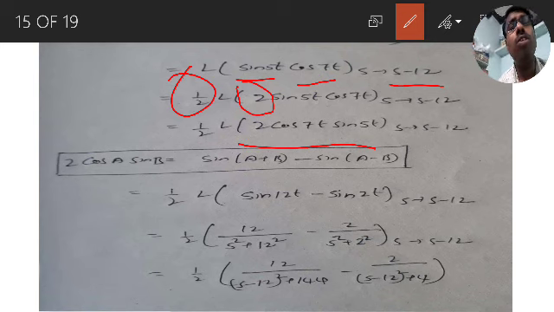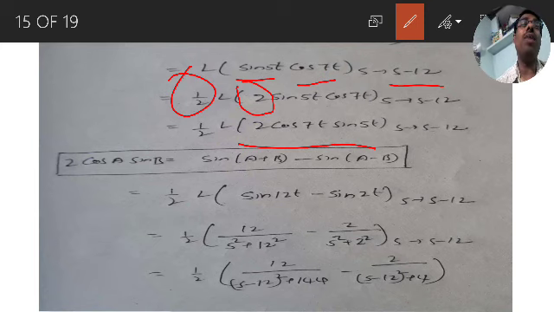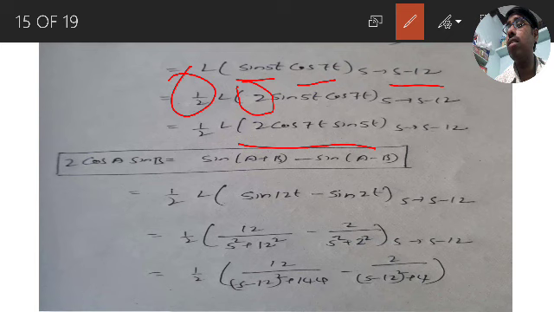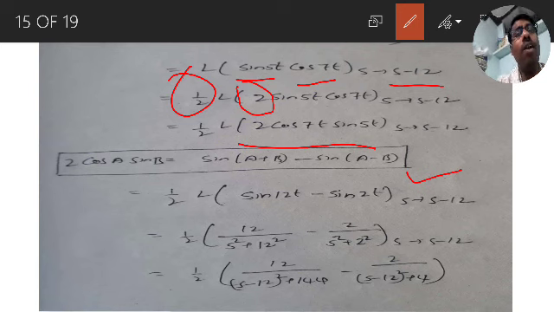Now the formula is 2 cos a sin b. What is the formula of 2 cos a sin b? That is sin(a plus b) minus sin(a minus b). What is a here? 7t. What is b here? 5t. A plus b is 12t. A minus b is 2t. Are you getting here? Yes. That is L of sin 12t minus sin 2t, where s is replaced by s minus 12.